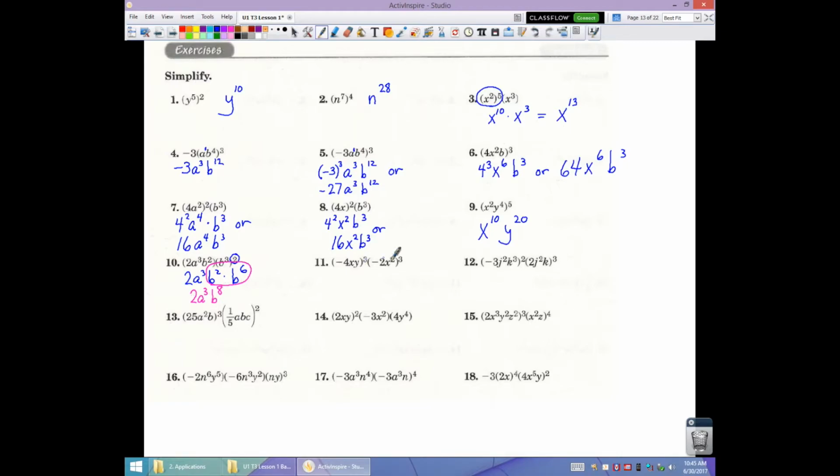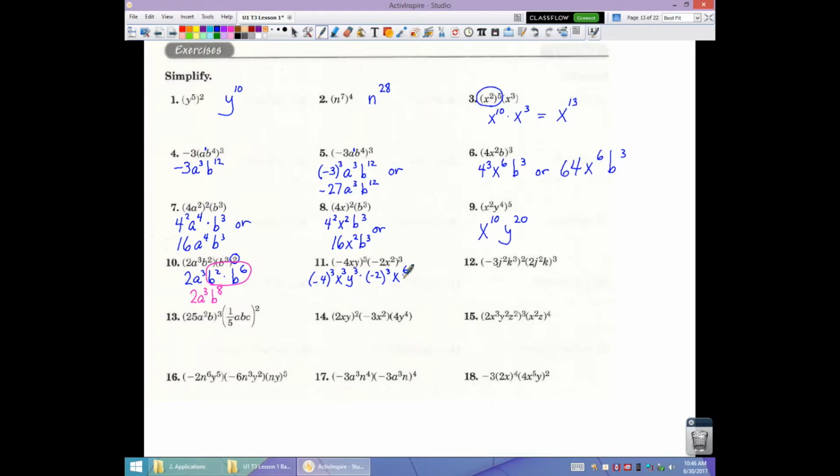Number 11, I'm going to have to use power to a power and then the product of powers. So let's first work in this first parentheses with the exponent of 3 behind it. That goes with everything inside, including the negative sign. So negative 4 to the 3rd, x to the 3rd, y to the 3rd, times, and we do the same thing with the second parentheses, that exponent of 3 goes with everything. So negative 2 to the 3rd, x to the 6th.